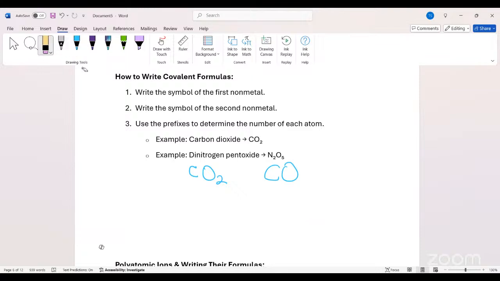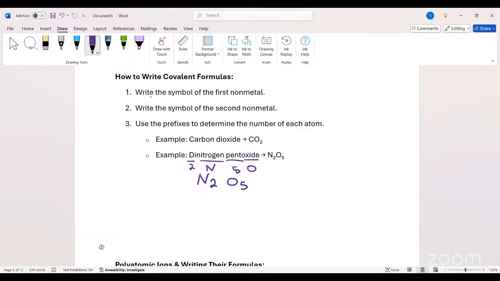I believe that these are easier to do, and here's why: because you're just naming them according to the prefix in the name. Di means 2, nitrogen means N, so when you write this, you write N2. Penta is 5, like the pentagon. Oxygen is O, so you write that as O5.